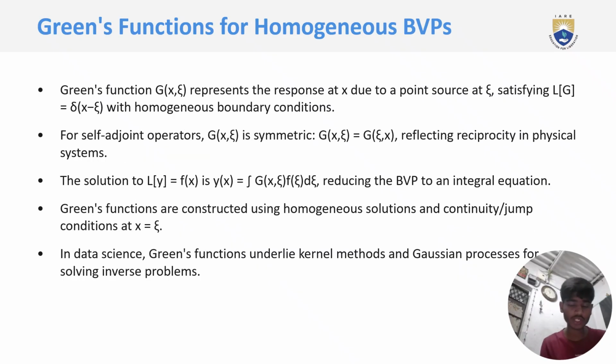Green's functions for homogeneous BVPs. Green's functions represent the response to a point source satisfying homogeneous boundary conditions. For self-adjoint operators they are symmetric, reflecting reciprocity in physical systems. The solution to Ly equal to f of x is y of x equal to the integral of G of x comma s f of s ds, reducing the BVP to an integral equation. Green's functions are constructed using homogeneous solutions.